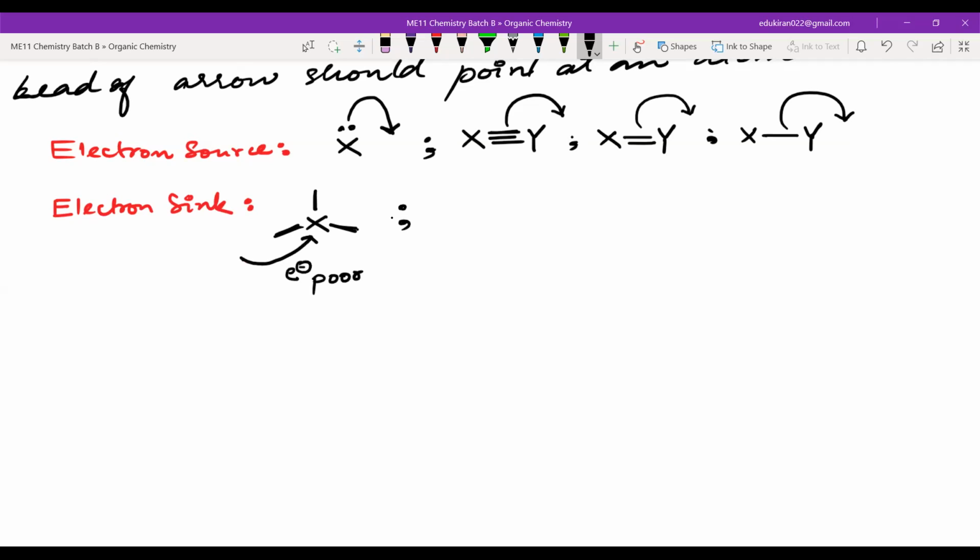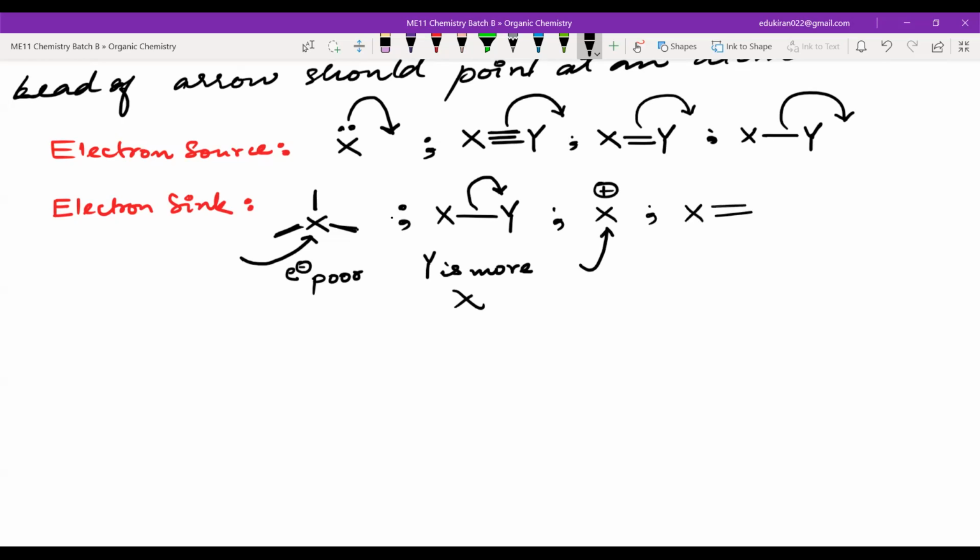Similarly, if I have X and Y, and I see that the electron is moving from here to here, that means Y is more electronegative. The electronegativity sign is chi. Similarly, you can also sometimes have X with a positive sign. When you have X with a positive sign, remember that it should be electron poor, not electron rich. It is not a formal charge, it is a real positive charge, which means it is electron poor.